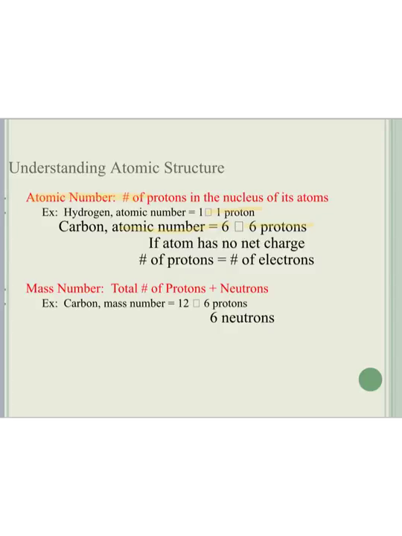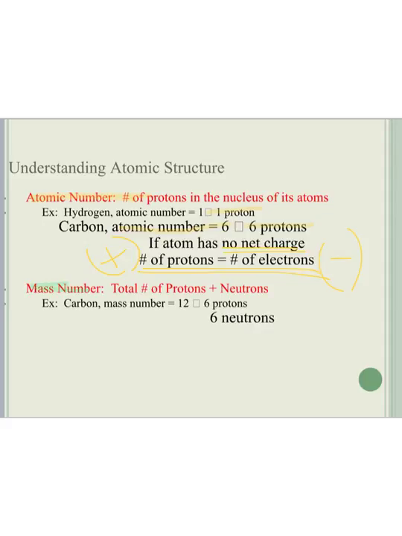This is key. If there's no net charge on an atom, and we will talk about atoms that have net charge in a moment, but for right now, we are talking about atoms that have no net charge, the number of protons is equal to the number of electrons. So that's going to be key for us for now. So no net charge, the number of protons is equal to the number of electrons. Remember, those protons are positively charged. Those electrons are negatively charged, so they would balance each other out. That is not always going to be the case, but if we are talking about atoms with no net charge, that is the case.